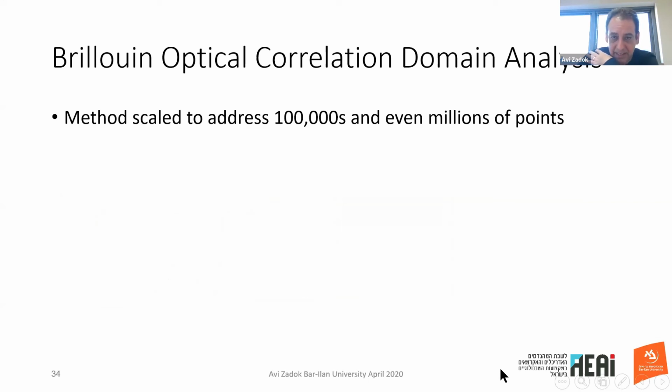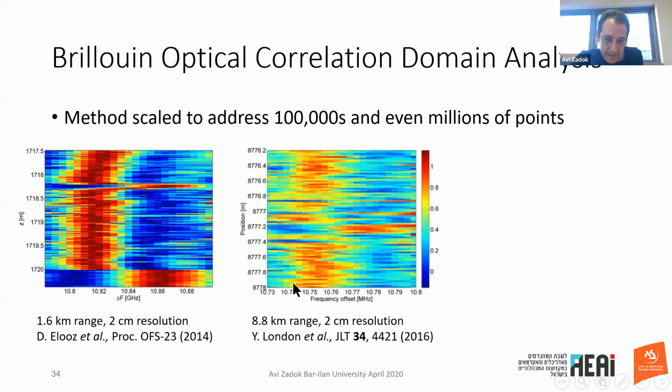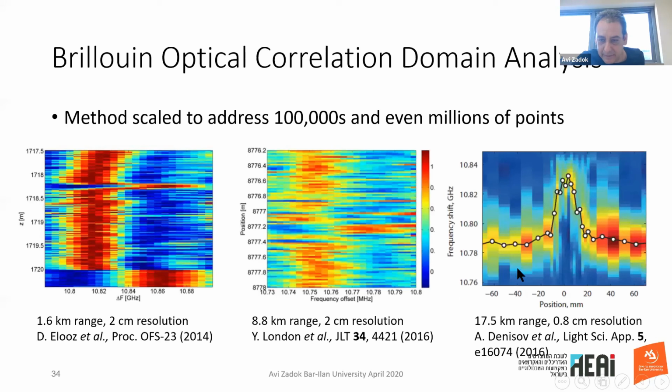And this principle was scaled to hundreds of thousands and even millions of resolution points. This is an example from my group in 2014, where we reached 80,000 points, 1.6 kilometer range, 2 centimeter resolution. Here again from my group several years after, we've reached almost 10 kilometers with the same spatial resolution, that's almost 500,000 points. And in the same year, the group in EPFL reached almost 2 million points. That's close to 20 kilometers of range with 8 millimeters of spatial resolution.